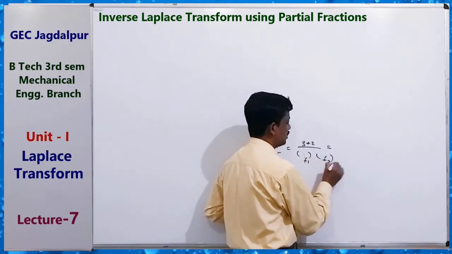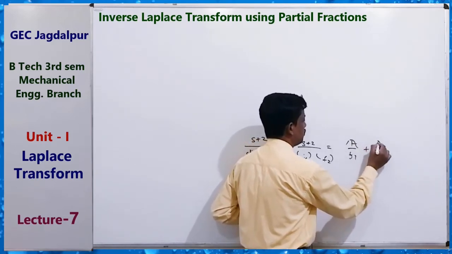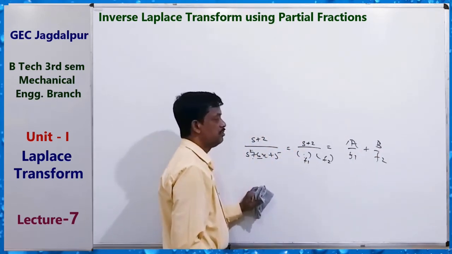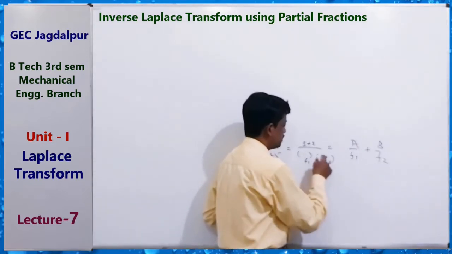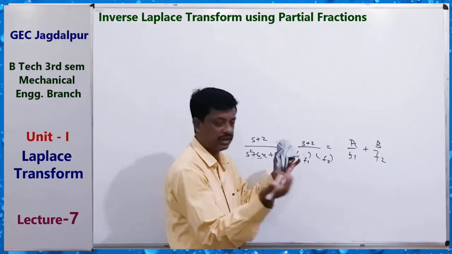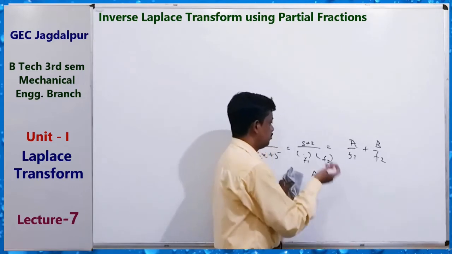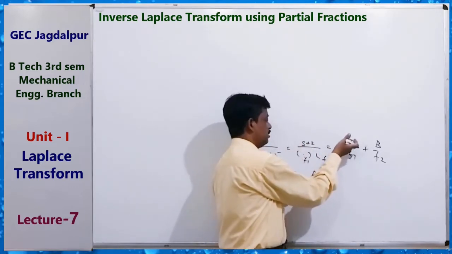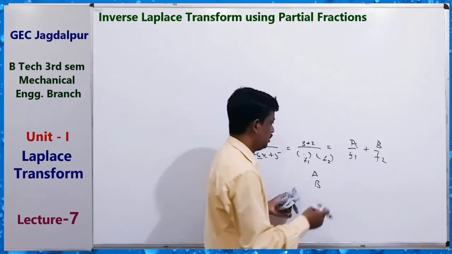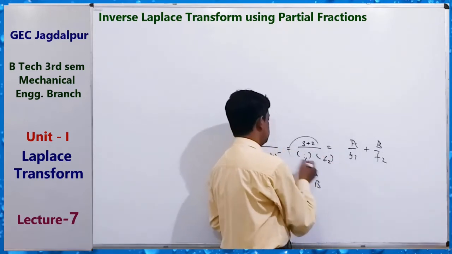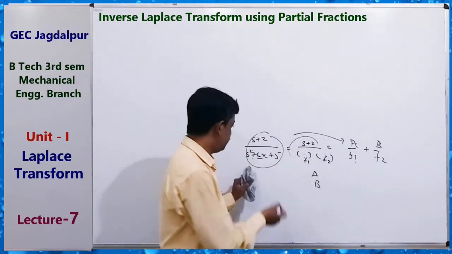first factor f1, second factor f2: a upon f1 plus b upon f2. Then multiplying both sides and comparing the coefficients of s, we can get the values of a and b. Also, after multiplication, by putting some values of s, we can get the values of a and b. So once we get the values of a and b, the rational function is expressed as a partial fraction.